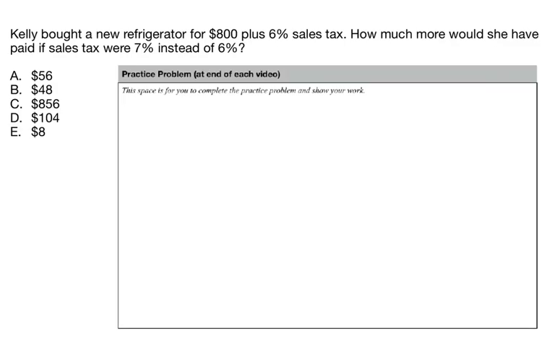You are going to try a problem now, and the problem you try is this one right here. Kelly bought a new refrigerator for $800 plus a 6% sales tax. How much more would she have paid if the sales tax were 7% instead of 6%? So go ahead and pause the video, and then when you're ready to check your answer, push play again and I'll have it for you.